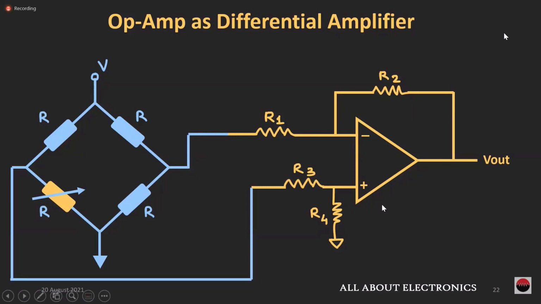This triangle symbol is called as operational amplifier. Here we have two different inputs, R1 and R3. Instead of connecting galvanometer, we have connected Wheatstone bridge two corners as two inputs to the R1 and R3. This is called differential amplifier.